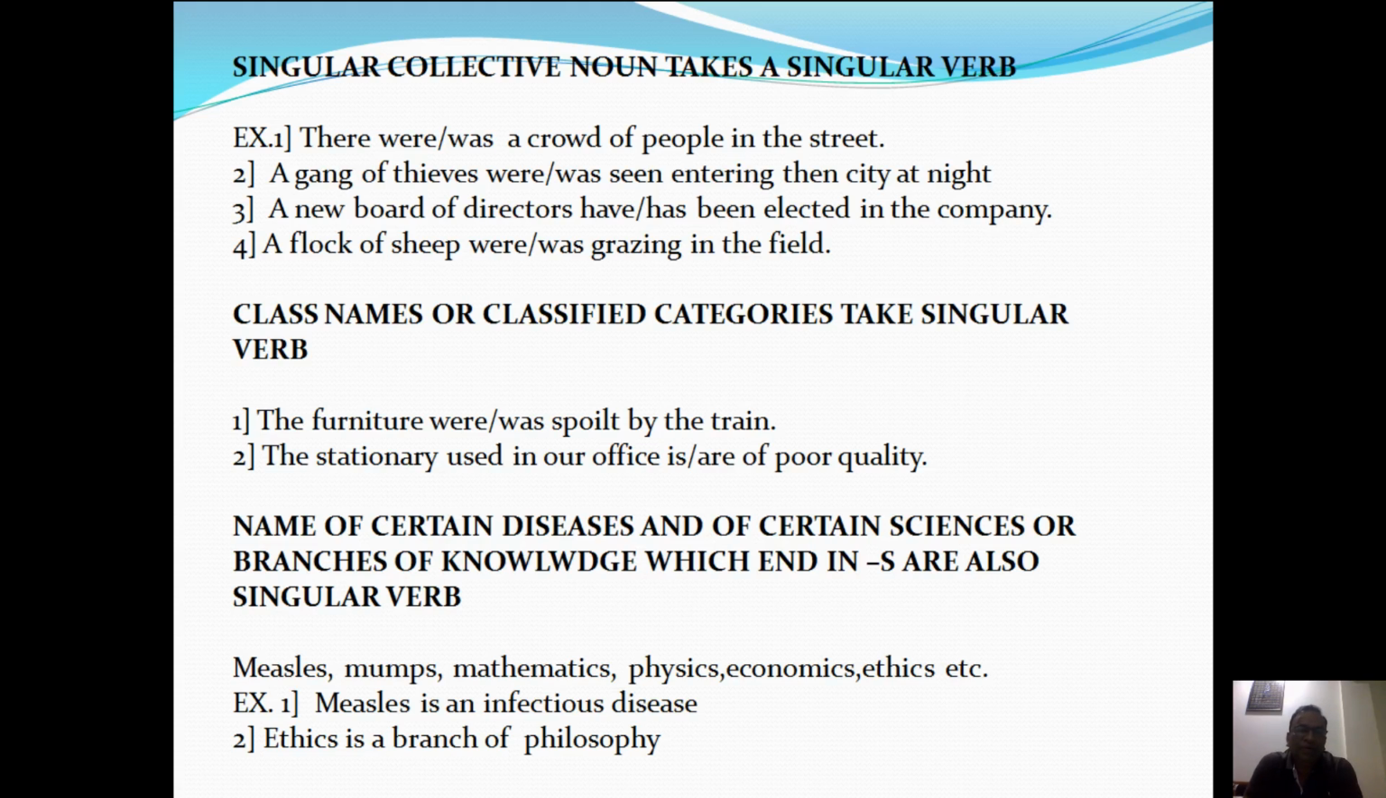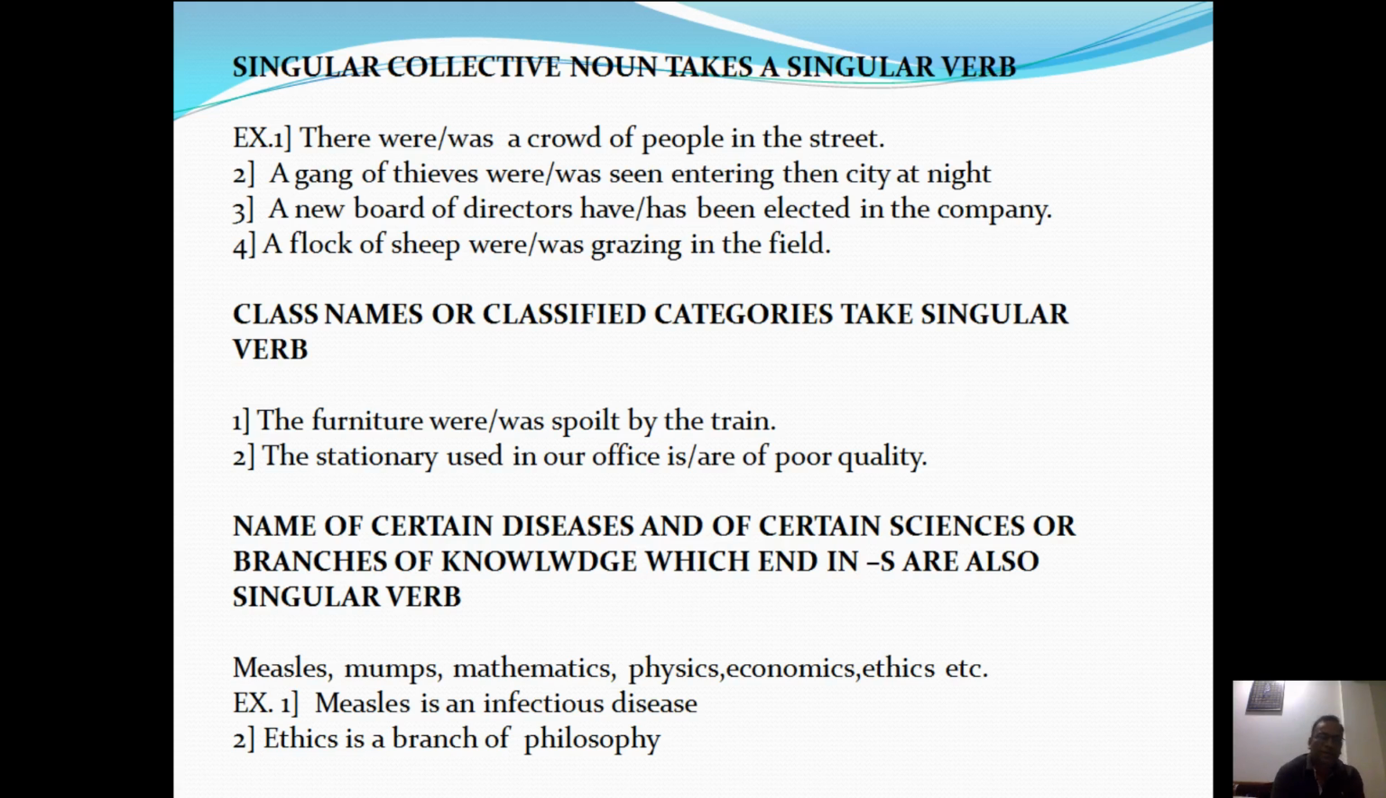A new board of directors have been elected in the company. Again, instead of have, we will have to choose has. A flock of sheep were grazing in the field. And the answer would be: a flock of sheep was grazing in the field. Class names or classified categories take a singular verb.